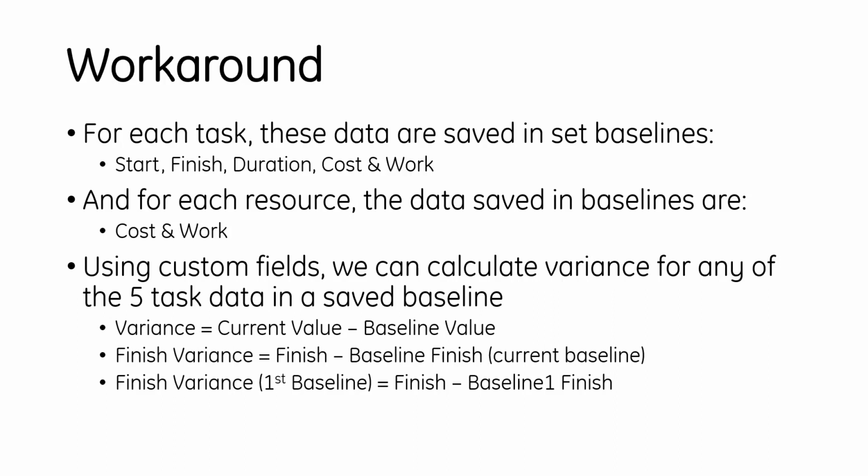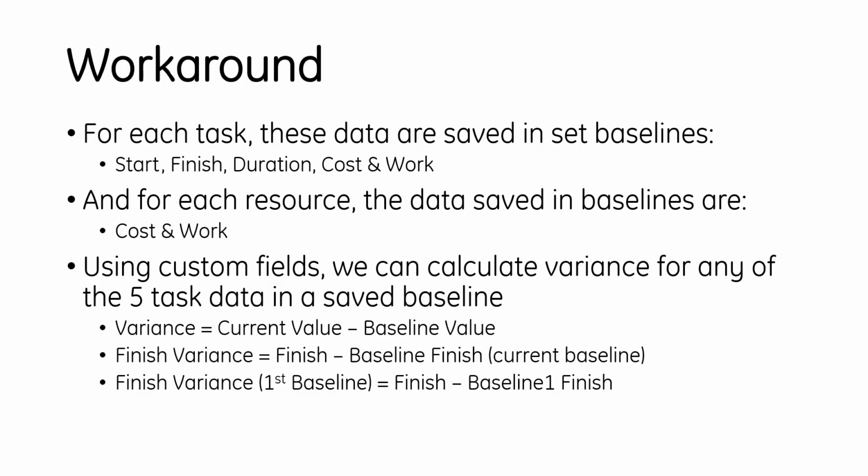So what we want is to find a way to calculate this finish date variance against the first baseline, or the second, third, not just the current baseline. And we're going to use, you guessed it, custom fields, which is my go-to feature in Microsoft Project. But before we get into the details, what's the maths behind variance calculation?